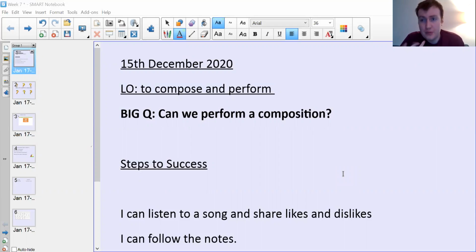Today we are focusing on composing and performing. Now, I'm going to give you a couple of minutes. Pause the video and write down: what does composing mean? We've talked about it before. What does composing mean?